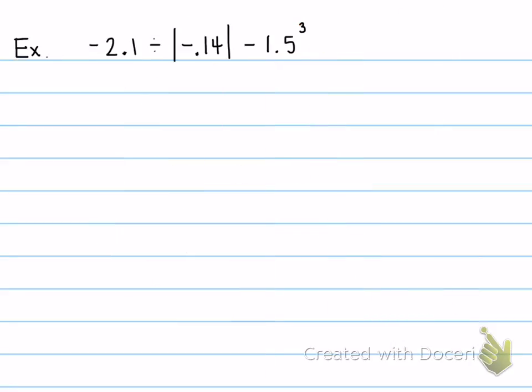All right, so when we talk about grouping symbols, we need to understand that absolute value symbols are actually grouping symbols as well. So when we're looking at this, this is the first thing we're going to simplify, and we're going to rewrite the problem. So it says negative 2.1 divided by 14 hundredths minus 1 5/10 cubed.